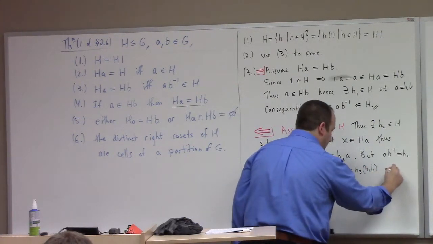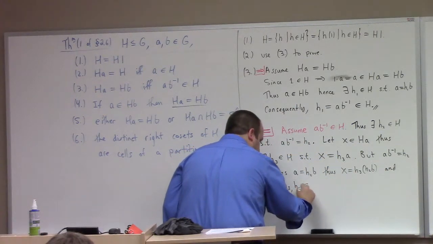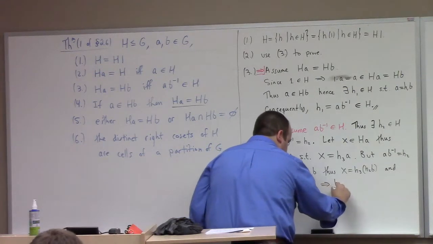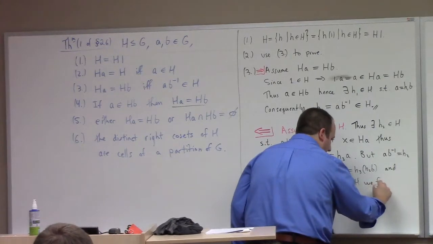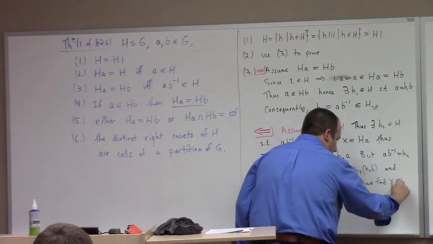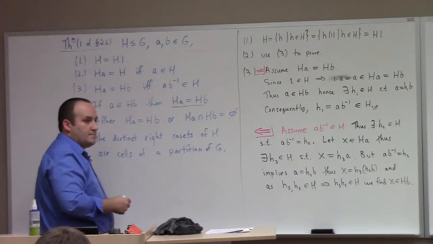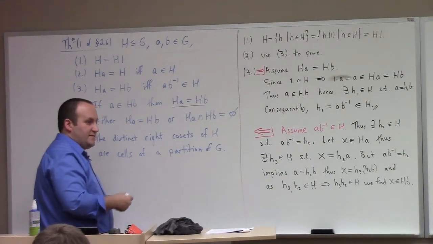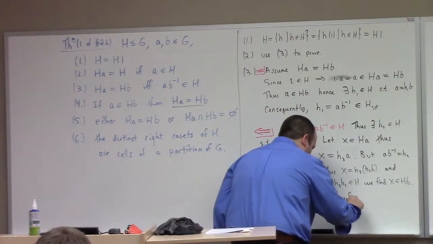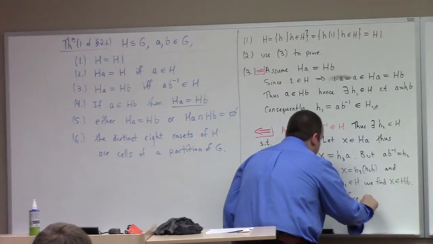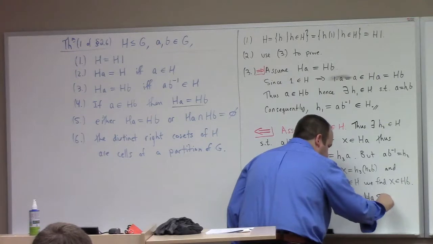And as h3, h2 in H implies that h3 h2 is in H, we find x is an element of Hb. But x is an arbitrary point, therefore Ha is a subset of Hb.